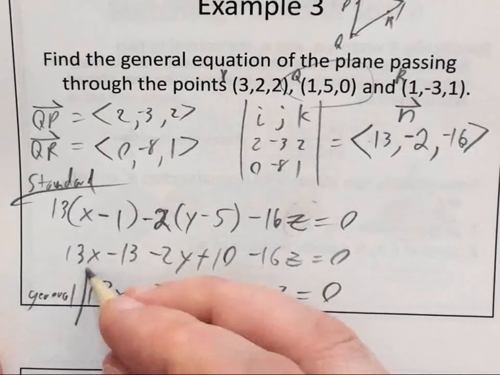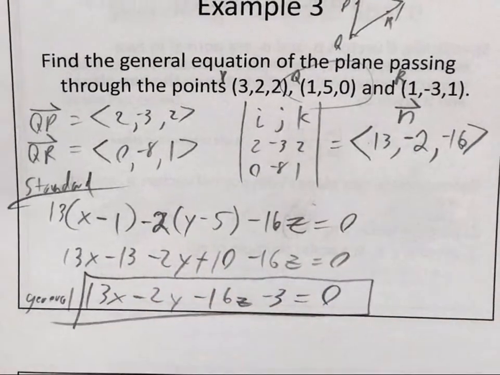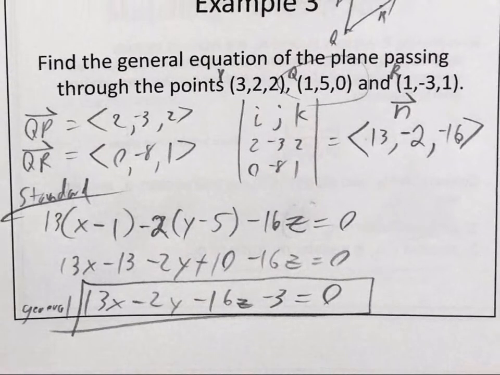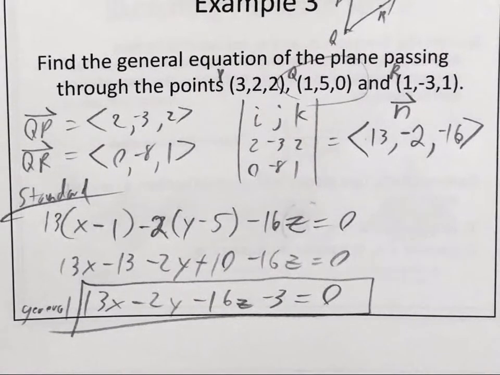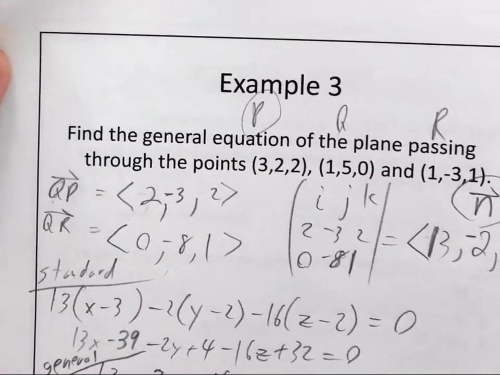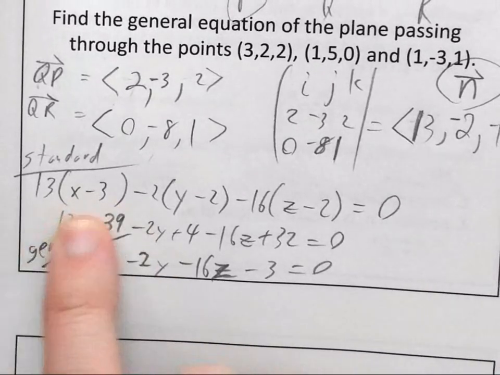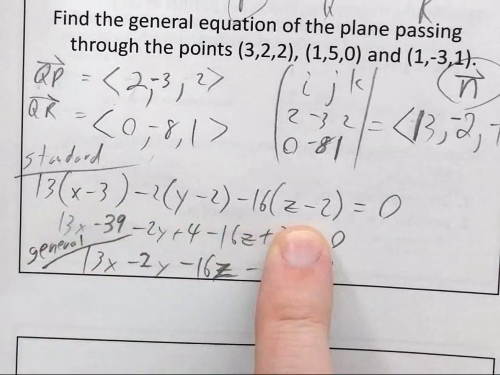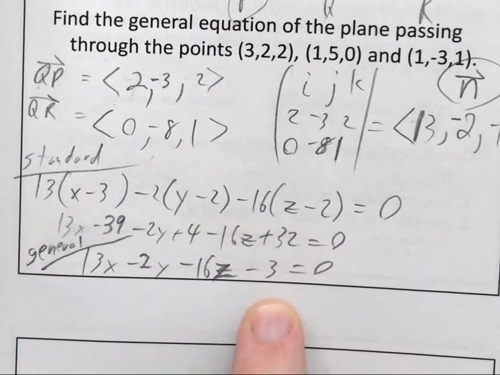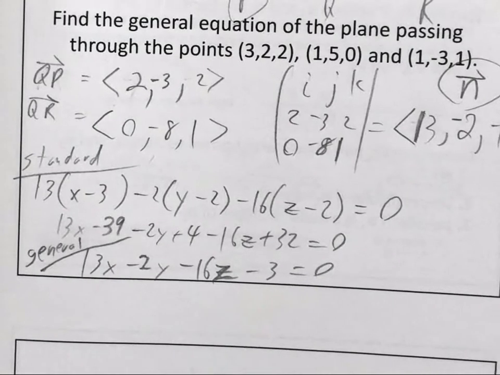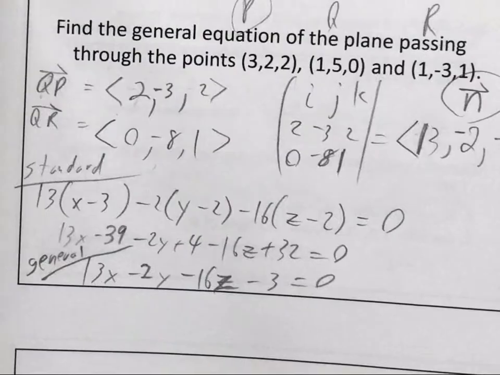And the reason we change it to general form is, if I look at what a different class did earlier on this problem, they didn't choose the same point. They chose the point P instead of the point Q. So they ended up with this for a standard form. But look at the general form. General form, you'll end up with the same thing, no matter which point you're using. So that's why you'll change from that standard form to general form.